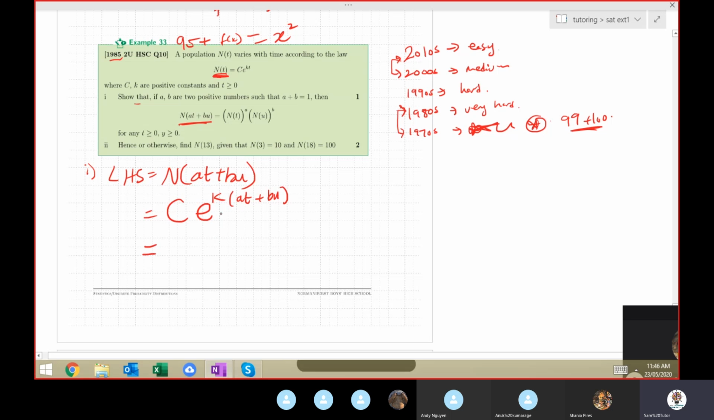Next line, what would you do now? Think of what Shania was saying just before as well. So definitely going to bring some index laws in. And keep an eye on what this means. N of T. NT means exactly that. So that's C, E, K, T.